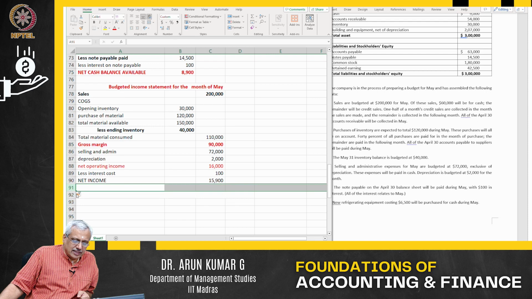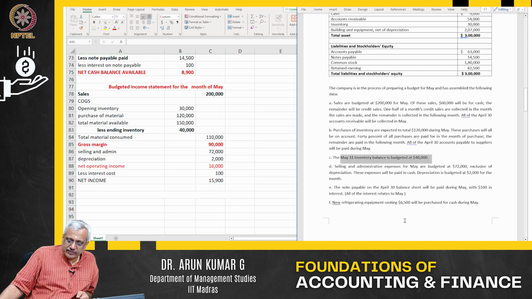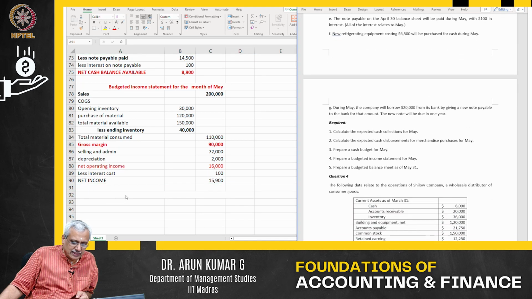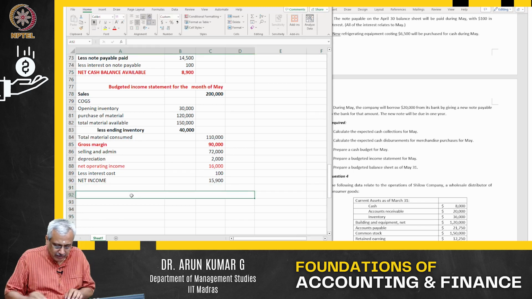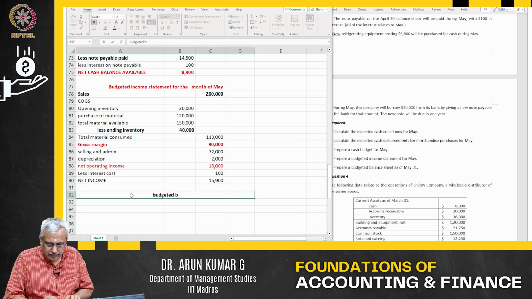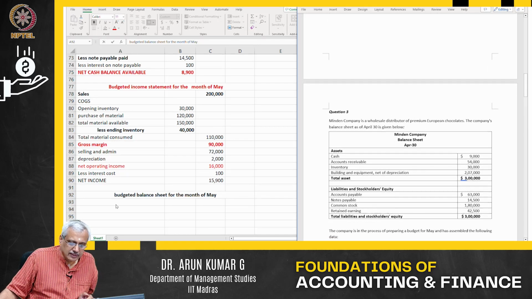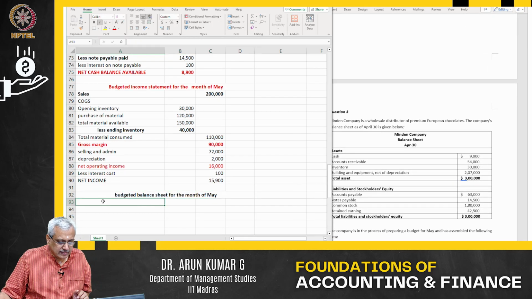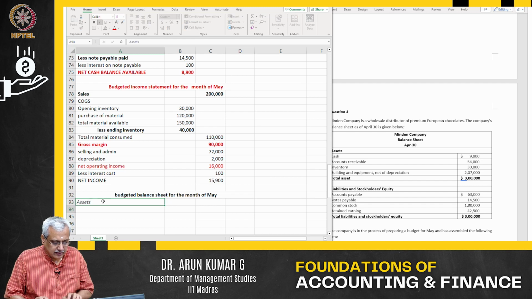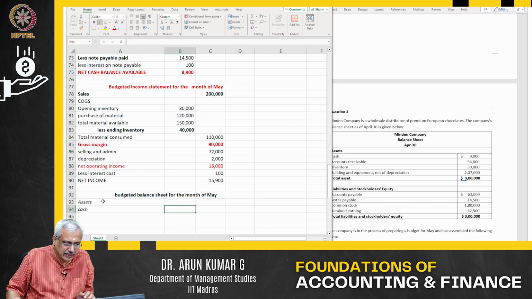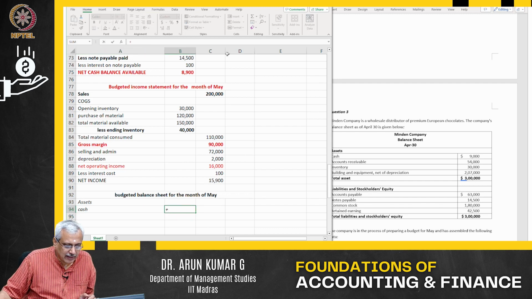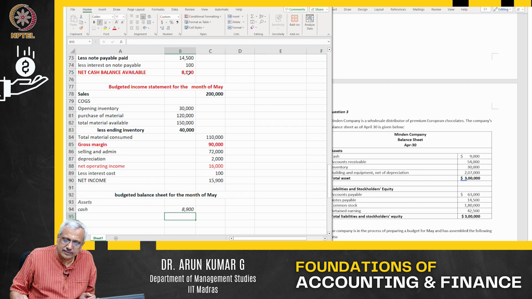Next, I have the last item to be worked out. That is what they say in this particular case, budgeted balance sheet out here, for the month of May. Let's go exactly in the same way out here. Assets, cash. What is the cash I have? We did calculate the net available cash balance, 8,900 right here.